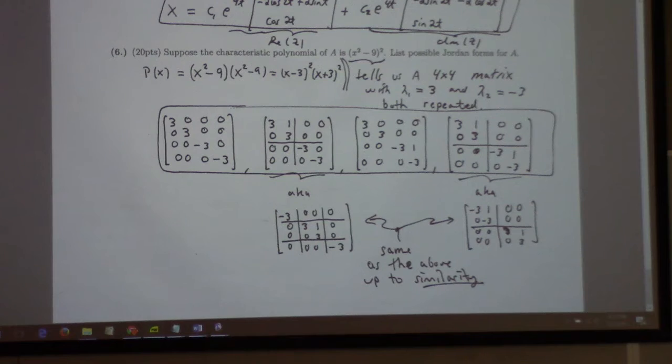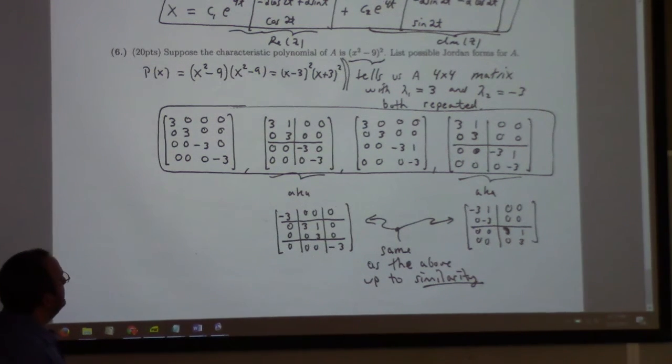Suppose the characteristic polynomial of A is (x squared minus 9) squared. So first thing we've got to do is factor it. However you like. Of course, this is (x minus 3) times (x plus 3). This is (x minus 3) times (x plus 3). So we've got 2 x minus 3s, and we've got 2 x plus 3s, right? This tells me that I've got eigenvalues 3 and minus 3 both repeated. And then these are your choices.